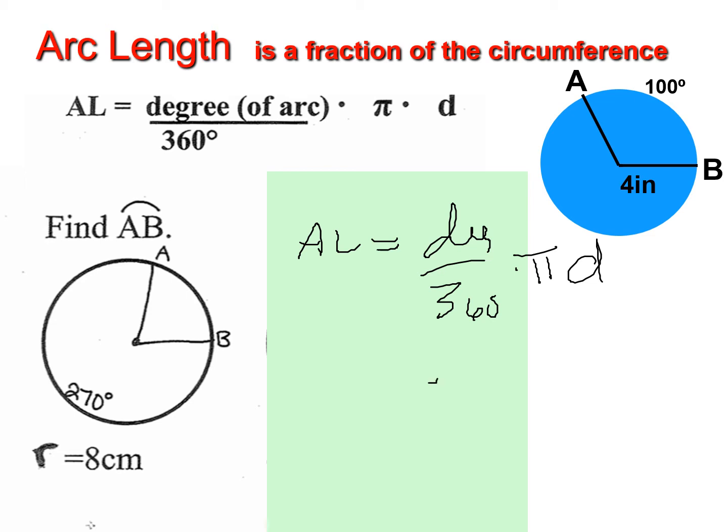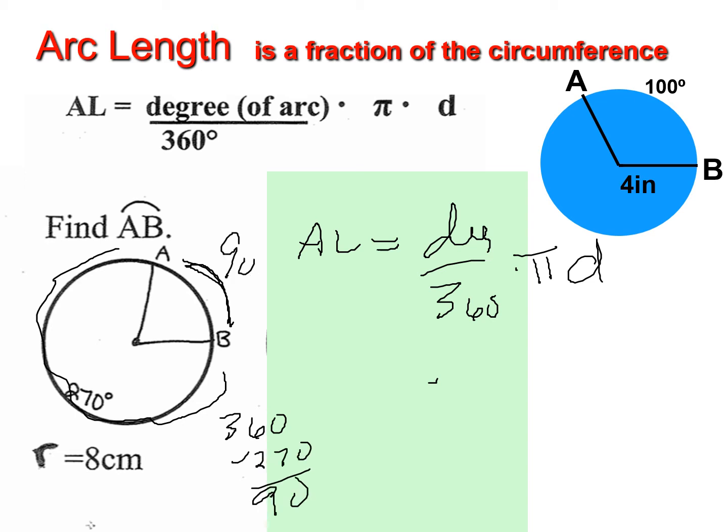The degree, arc AB, is what we need. So what's the degree of that piece? If all this is 270, I need to say 360, take off 270, gives me 90 degrees. So that's my degrees, over 360 times pi times diameter. Put the formula down, and hopefully you won't forget that you're using a diameter and not a radius.